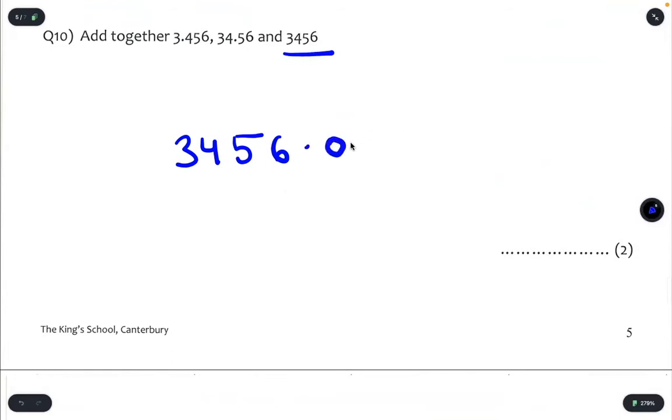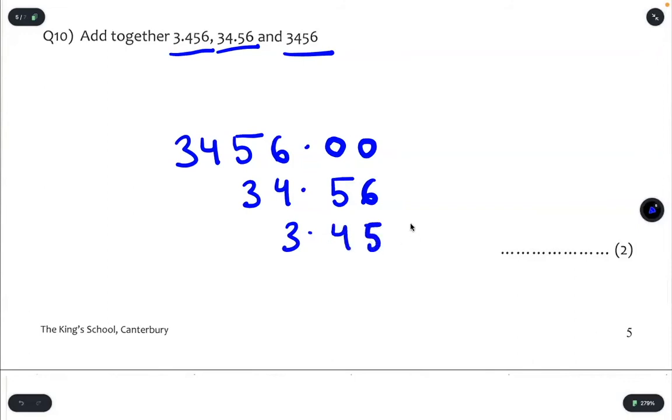3,456.0. If we now align the decimal point, we could also add 34.56 by doing 34.56 with the decimal points in the same place. We can fill that empty space with a 0. And finally, we've also got to add 3.456. And you'll notice that all the points are lining up. Now we just need to add these.